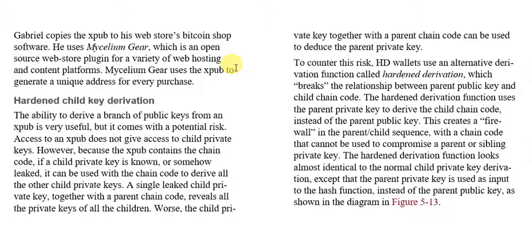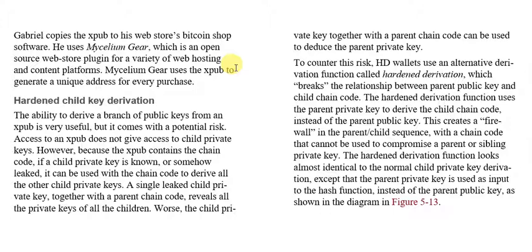A single leaked child private key, together with a parent chain code, reveals all the private keys of all the children. Worse, the child private key together with a parent chain code can be used to deduce the parent private key. To counter this risk, HD wallets use an alternative derivation function called hardened derivation, which breaks the relationship between parent public key and child chain code.